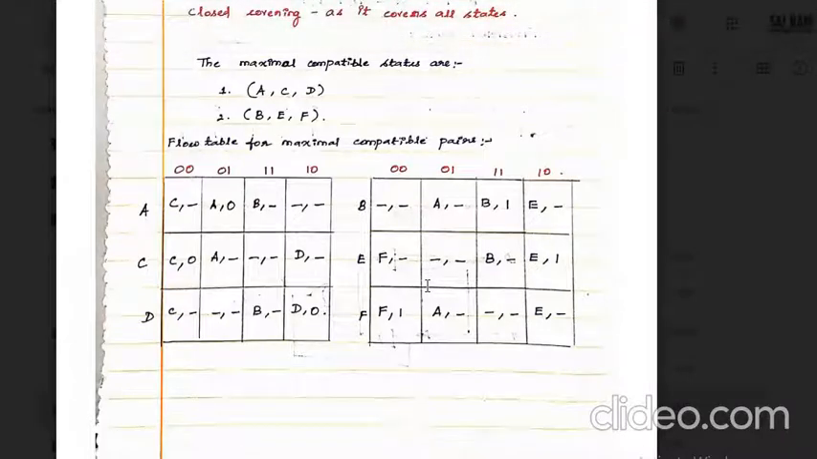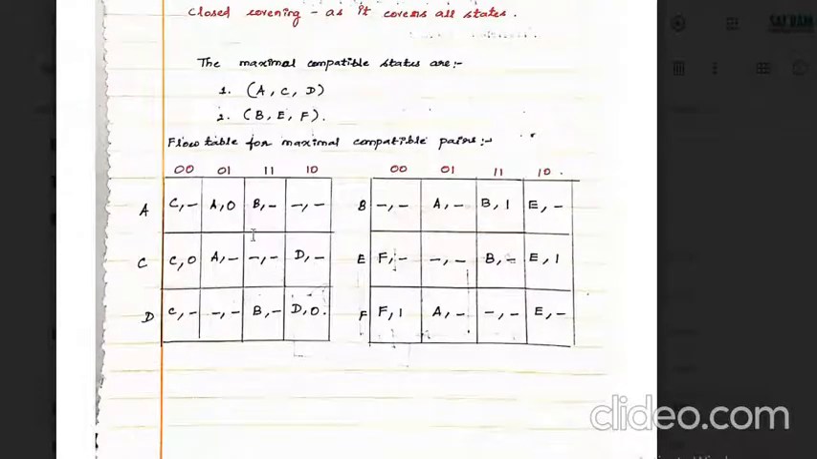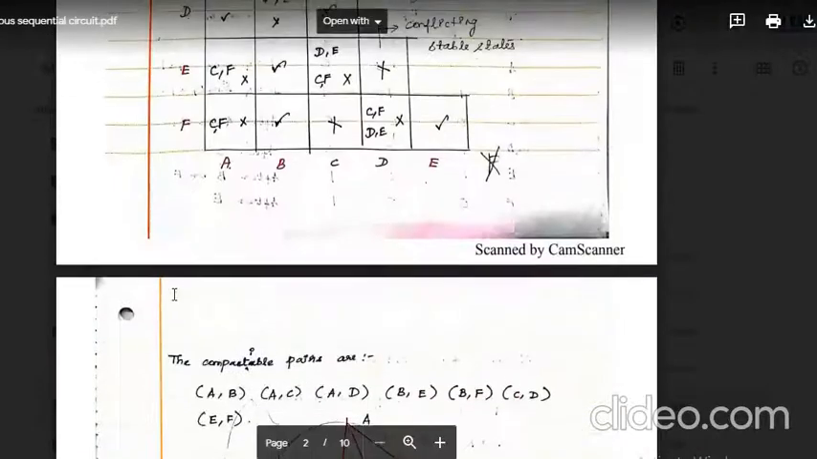Okay, now we will find the flow table for maximal compactable pairs. Here we have found the closed covering, that is, the maximal compactable states. We have found A, C, and D, and B, E, and F. So from that we will be seeing the flow table for maximal compactable pairs. Okay, so you know the primitive flow table.